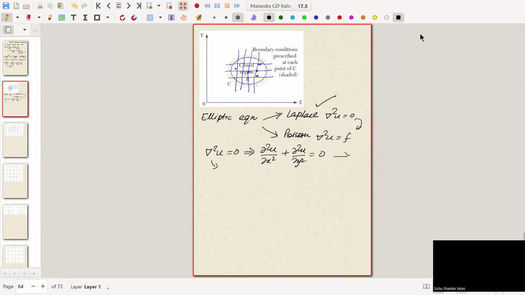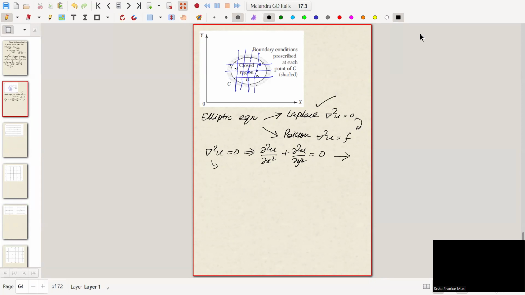The solution of these equations is basically a function. The solution is u, a function of both x and y, usually defined in a closed region, as shown in the figure. Mind you, this is a closed region R, and at every point inside the region R you have a solution u. On the curve C, the boundary curve, and inside that is the region R.